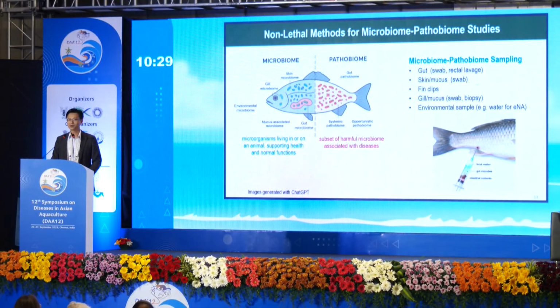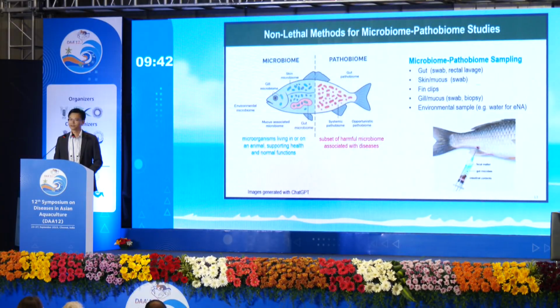The next one: if anyone works with microbiome, we should also work on pathobiome as well. People talk a lot about microbiome, but not many people talk about pathobiome. When we work with animal health, we need to understand the interaction. Microbiome is a collective of microorganisms present on and in animals that help to support health and normal functions. You can see it on the surface, in the gut, and even in the systemic system as well. And pathobiome is a subset of harmful microbes associated with diseases.